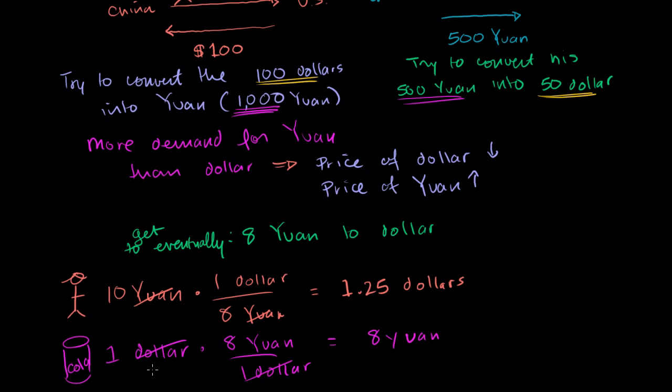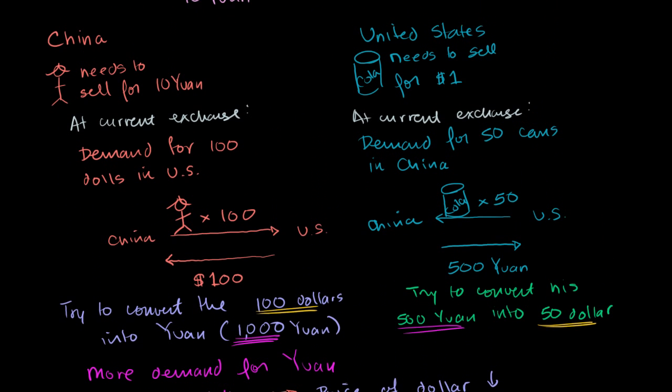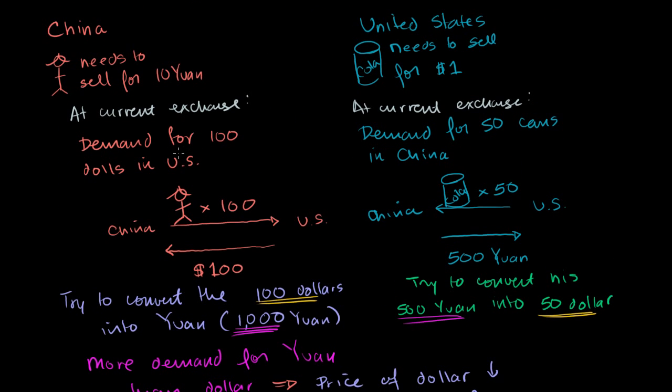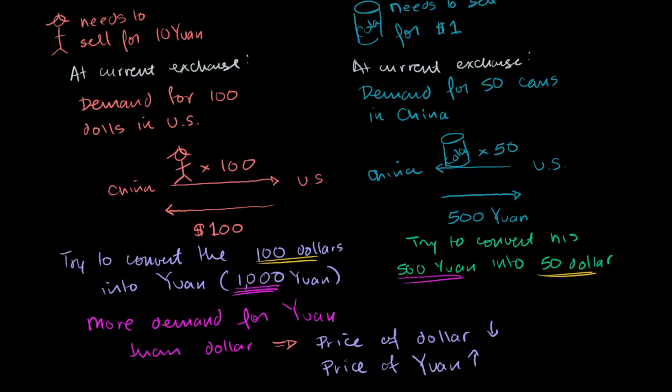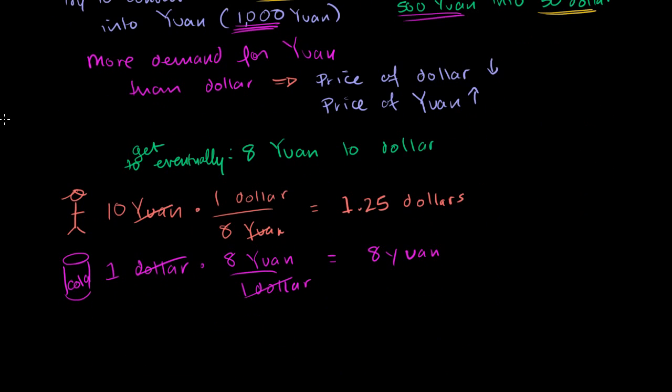But because of the currency movements, because the yuan became more expensive, this guy's goods, the Chinese manufacturer's goods, are now more expensive in dollars, and the American manufacturer's goods are now less expensive in yuan. So what's going to happen here? At $1, there was a demand for 100 dolls in the United States. But now that the price has gone up to $1.25, now there will only be demand. Let's say at this higher price, there's only demand for 50 dolls in the United States.